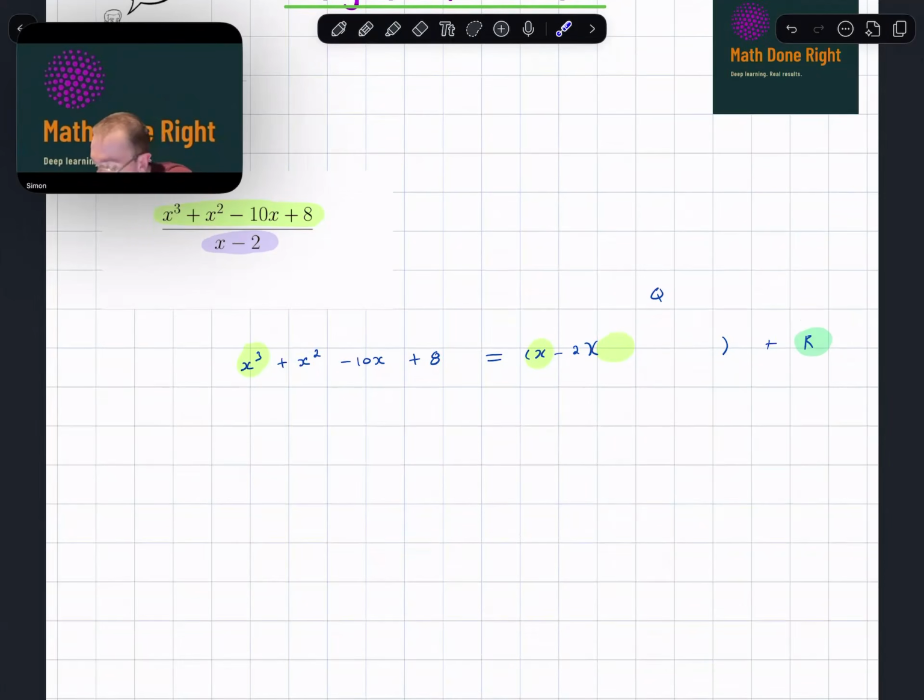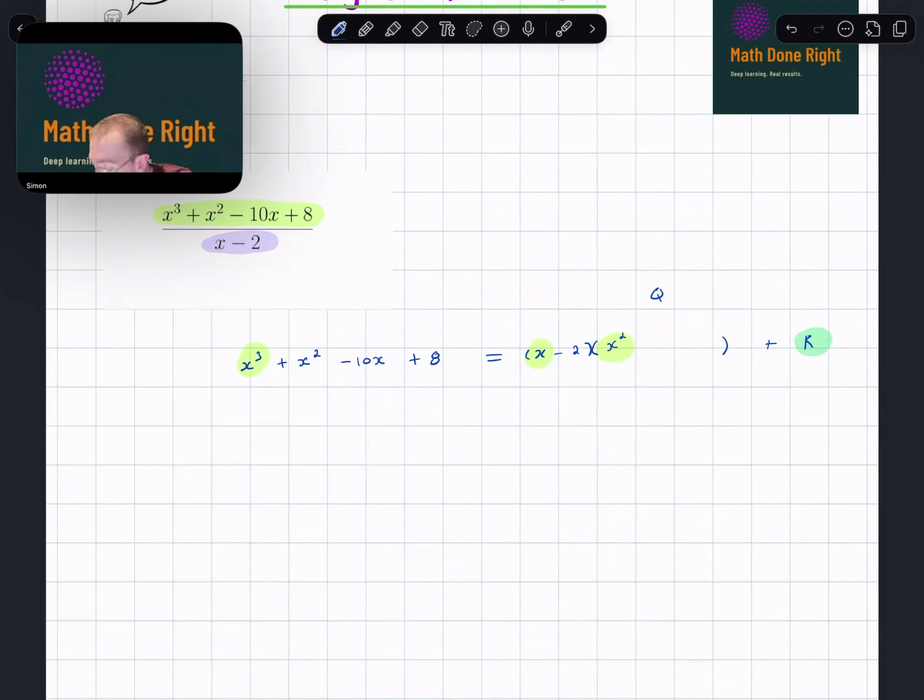Okay, so how do we do this? We have x cubed is the first term of this, right? We look at term by term and we match the next highest power of x. So this is x cubed. We have an x here. The first thing that I put into the quotient is whatever I have to multiply by x to get x cubed. And that, of course, is x squared.